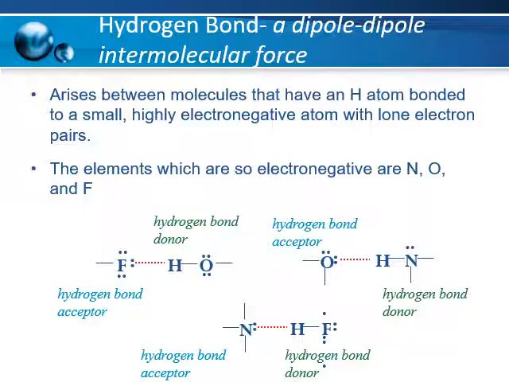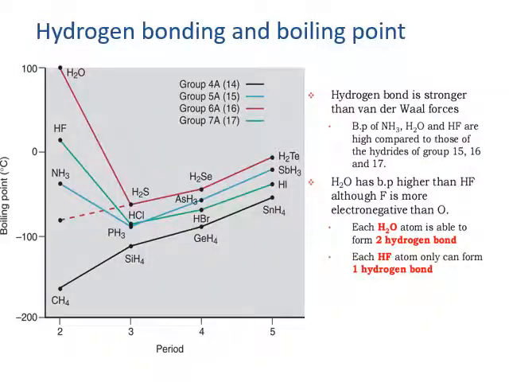So this is the hydrogen bond acceptor, and this is the hydrogen bond donor. This is the donor, this is the acceptor. Who is going to accept? So this is what happens. Hydrogen bonding is stronger than van der Waals forces. H2O has a higher boiling point than HF, because H2O is able to form 2 hydrogen bonds while HF only forms 1 hydrogen bond.